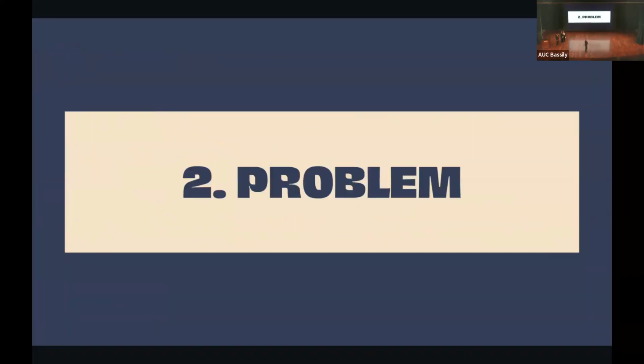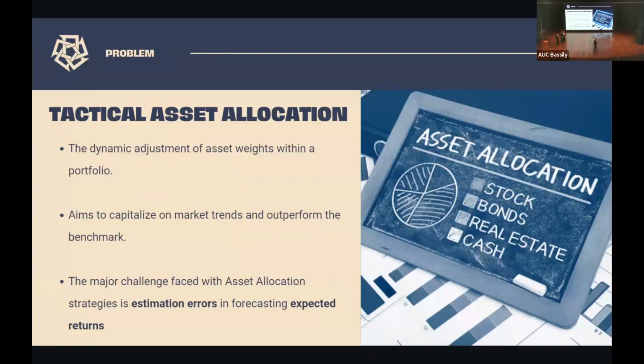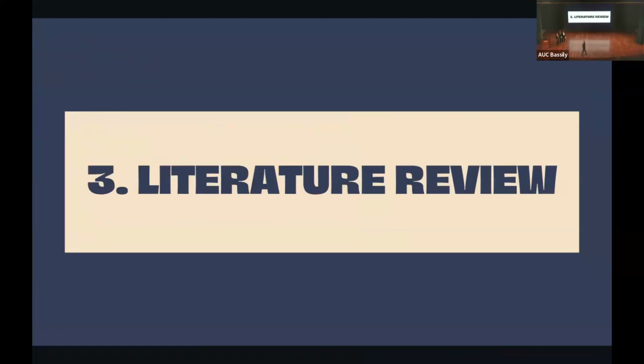So what is TAA, or the tactical asset allocation? It's dynamically adjusting weights within a portfolio to achieve a specific financial objective, and it aims at capturing market trends in the short and the medium term. The major challenge with the problem lies in the estimation errors of the forecasted expected return of a given portfolio. Now, my colleague Yasmina will tell us more about the related work.